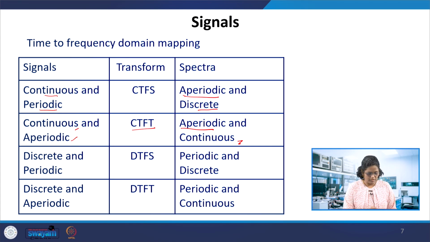Again, if the signal is discrete and periodic, then we use the discrete time Fourier series to get the spectrum of this signal. Discrete maps into periodic, and periodic maps into discrete. So this spectrum would be periodic, repeating in nature, and discrete. Discrete and aperiodic uses the discrete time Fourier transform. So periodic, discrete maps into periodic, and aperiodicity maps into continuous.